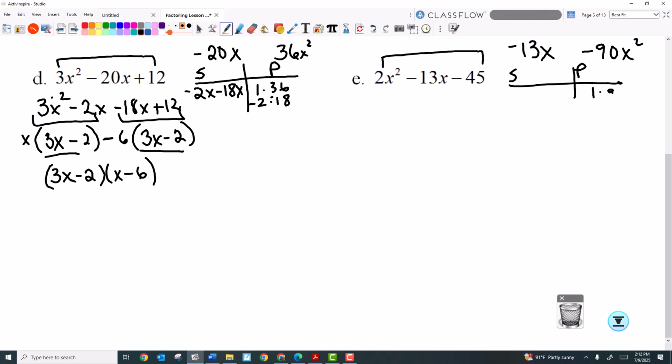So 1 and 90, no. 2 and 45, no. 3 and 30, no. 4 won't go into 90. 5 and 18, okay, it's 5 and 18. So it would be a positive 5 and a negative 18. Now, I'm going to pause it for 1 second. I'm going to show you a trick.